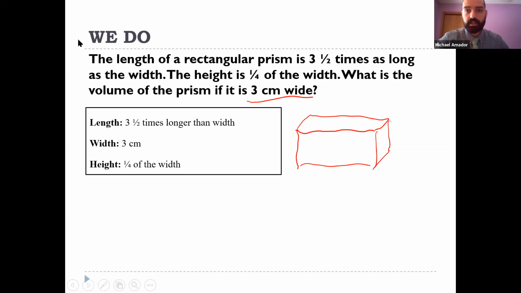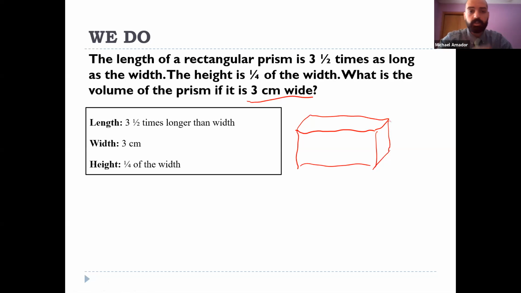Great. Silas's hand is raised. Silas, coming over to you. I disagree, and I think that we're supposed to multiply 3.5 by the width, because it says 3.5 times as long as the width. So if we're gonna divide, it's gonna make it smaller.